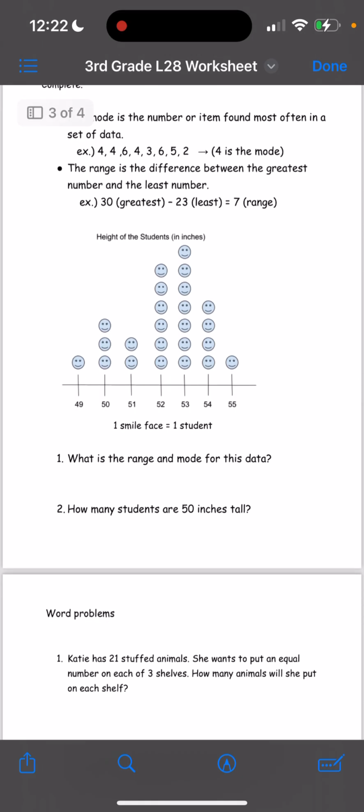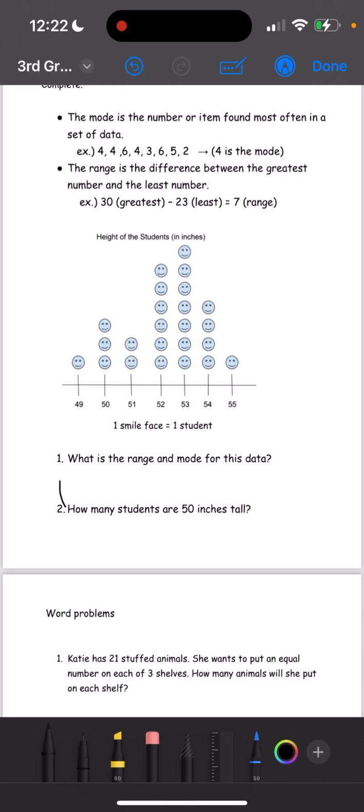So let's just do number 1 for this, which asks what is the range and mode for this data. Since we know that the mode is the number that is found most in the set of data, we just gotta look at the data and see which has the most smiley faces. And as we can see, it's number 53. So we could just say the mode is 53.